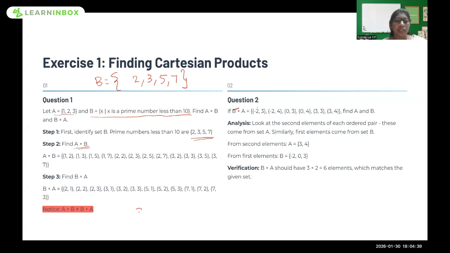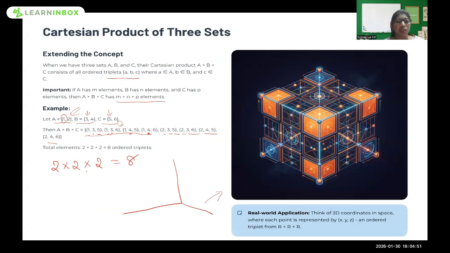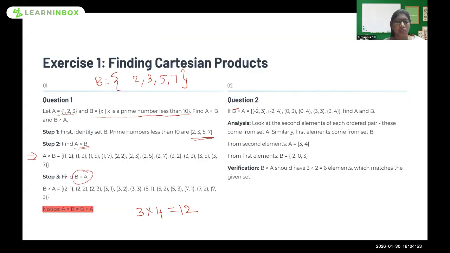So in A, there are 3 elements, and in B, there are 4 elements, so in total we will be getting 12 elements as our answer. We could also have found B cross A. The same 12 elements, but in a different order. Here also, please note, A cross B is not equal to B cross A.